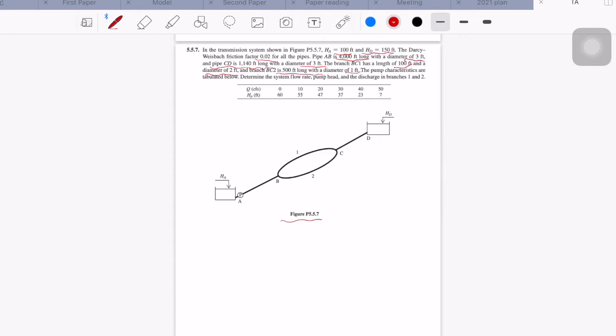And this problem also gave us the pump characteristics table, and we need to determine the system flow rate, pump head, and the discharge in branches 1 and 2. It is better to use the method of equivalent pipes to solve this problem, and we found the equivalent pipe to replace branch BC1 and BC2.